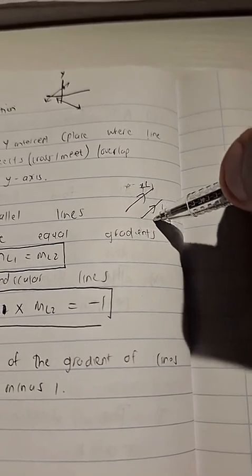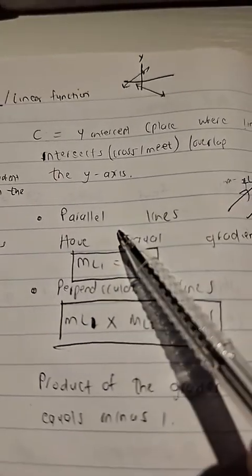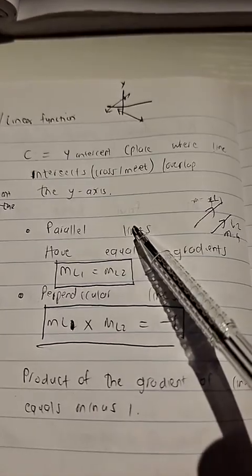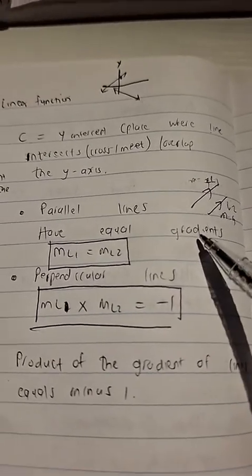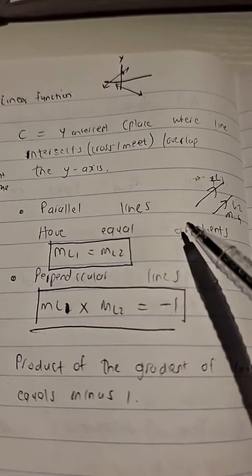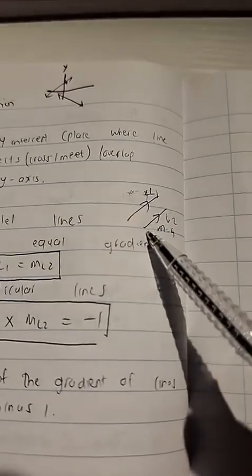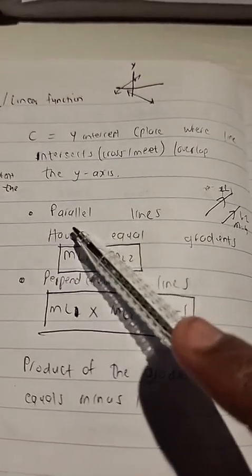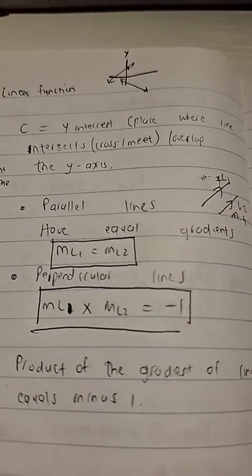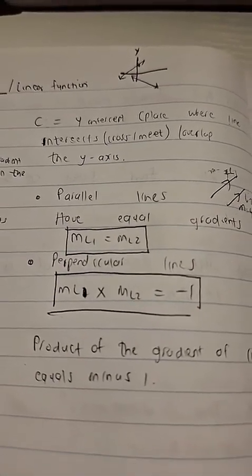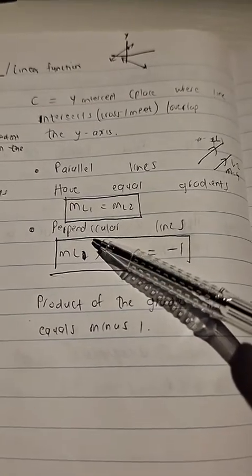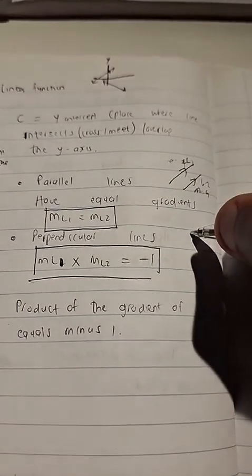All right. Why? It goes back to this, that parallel lines have equal gradients, right? So we say the gradient of line 1 is equal to the gradient of line 2. Why? Because the lines are parallel. Okay. Then our next point is perpendicular lines.